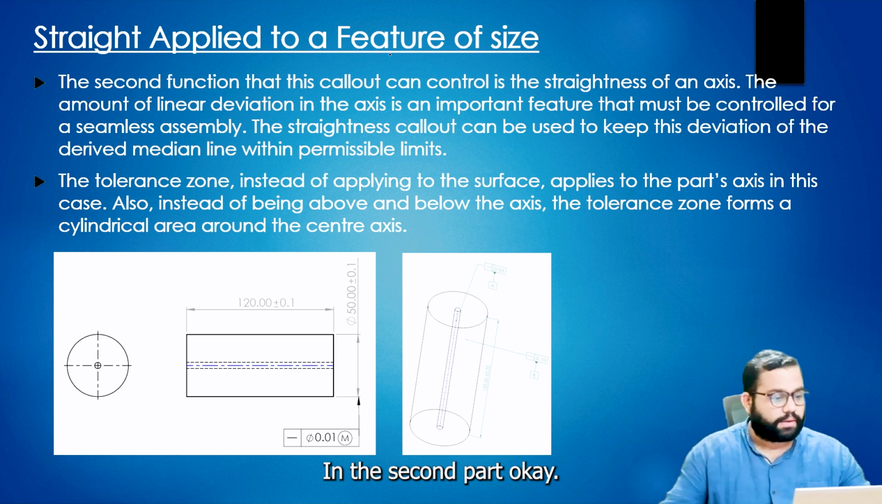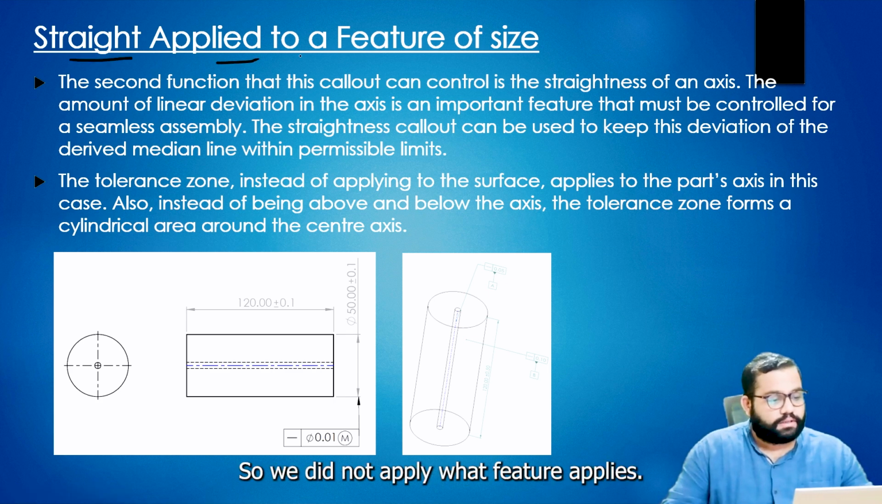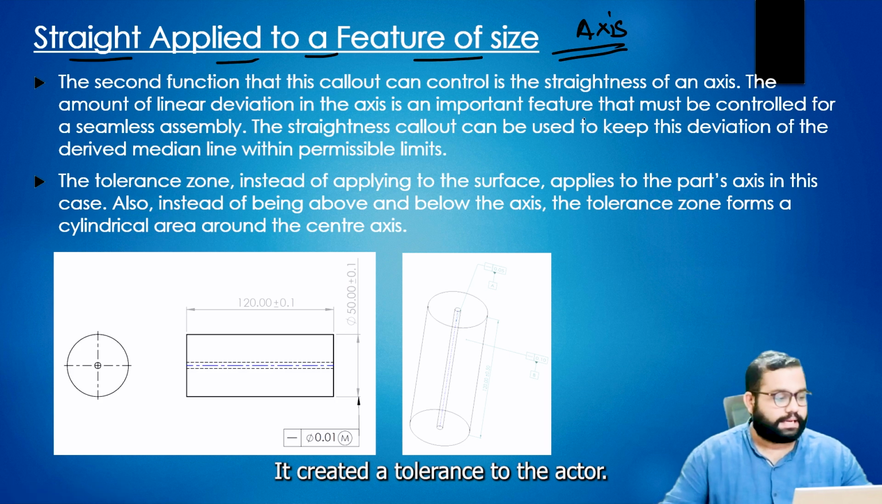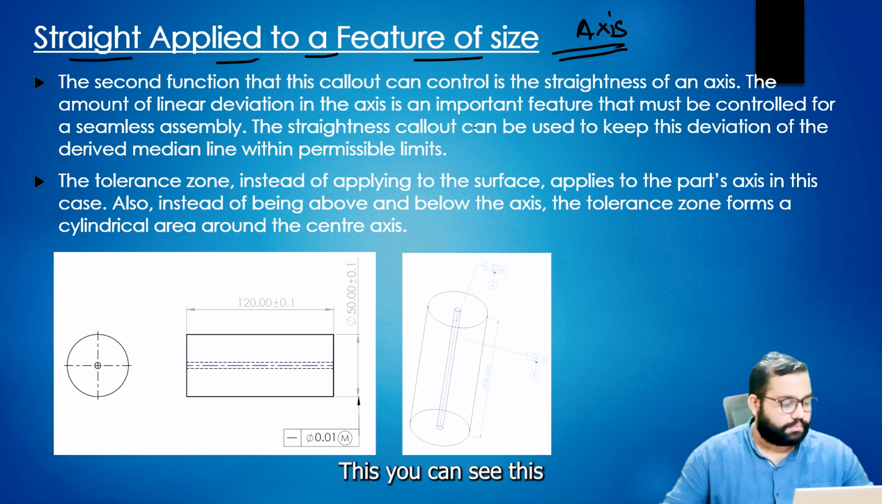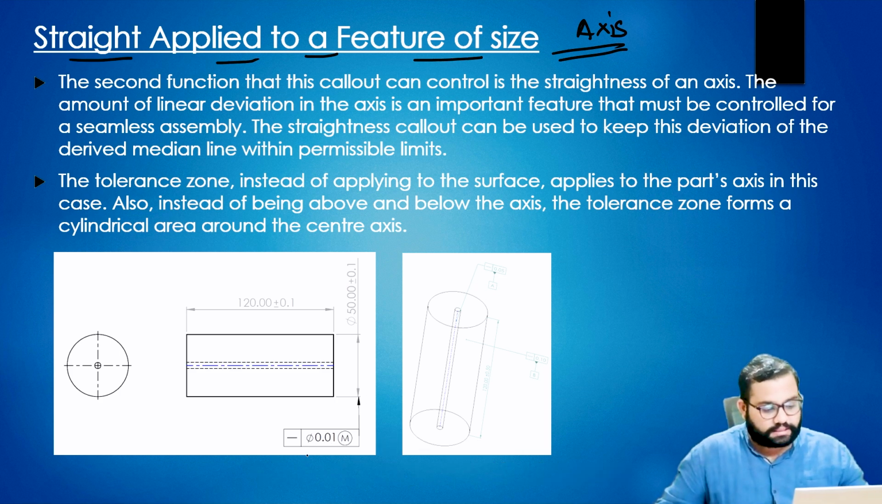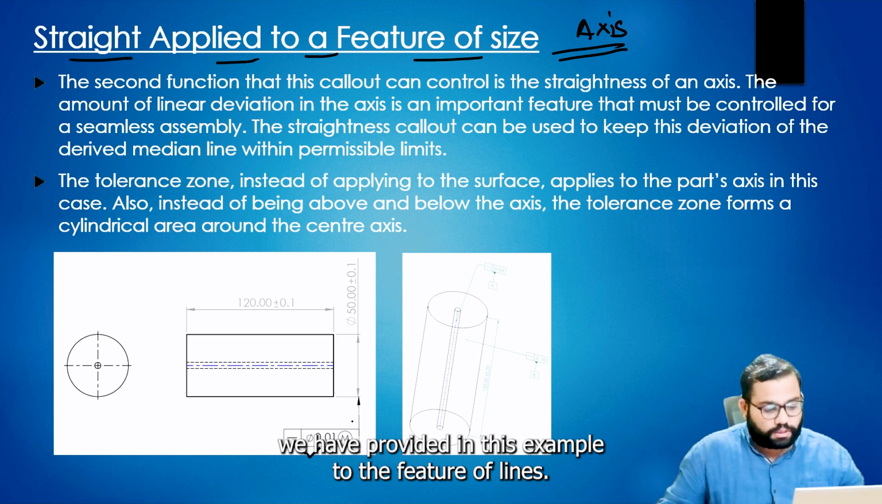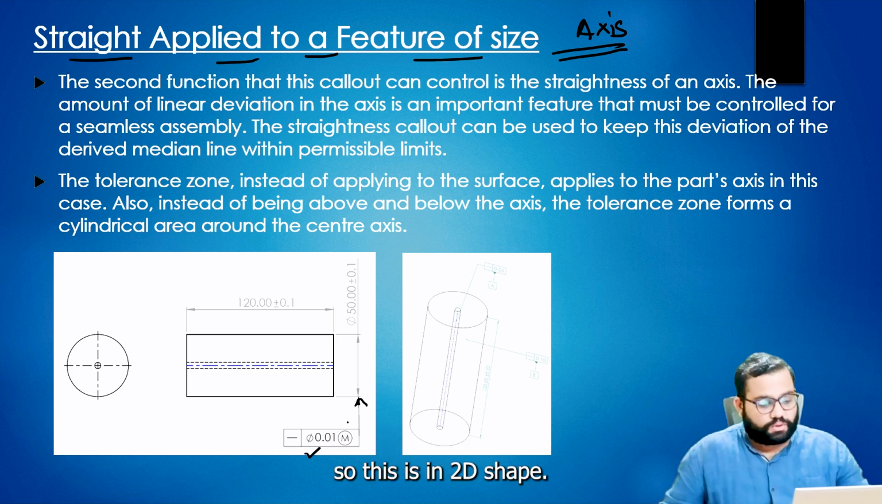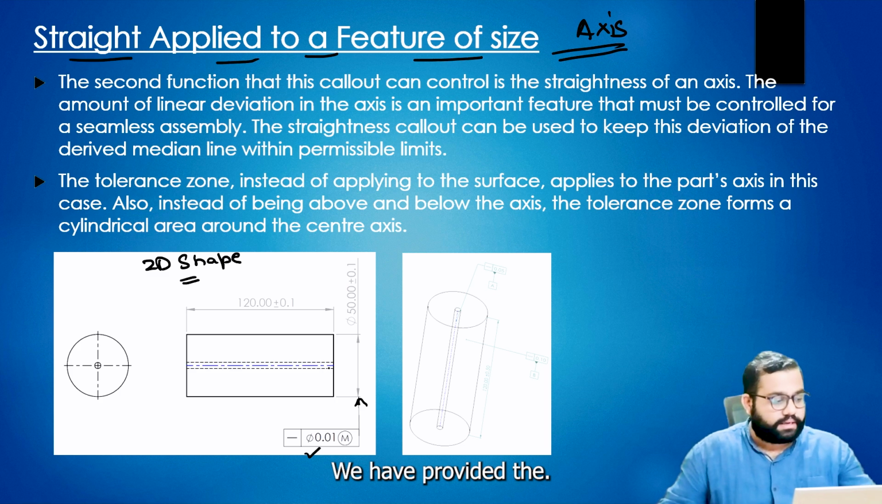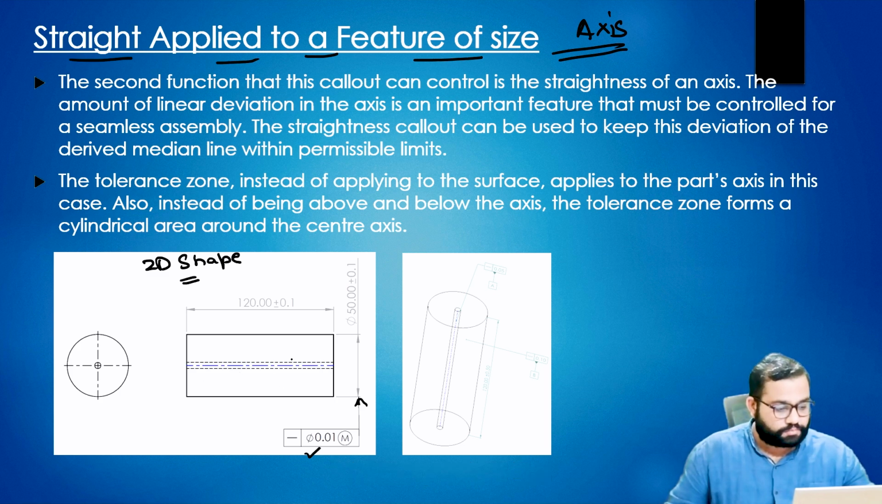So straightness applied to a feature of size. In this case, we are applying the straightness tolerance to the axis. Since you can see that in this example we have provided the tolerance to the feature of size. Okay, so this is a 2D shape. We have provided it to all the length of the part.